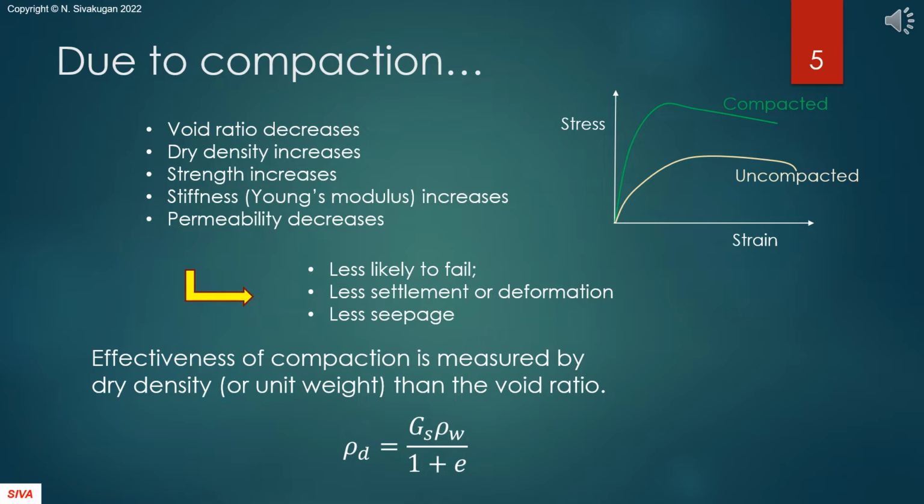See the stress-strain plots of the same soil uncompacted and compacted. Due to compaction, void ratio decreases and dry density increases. In addition, the strength and stiffness increase and permeability decreases.